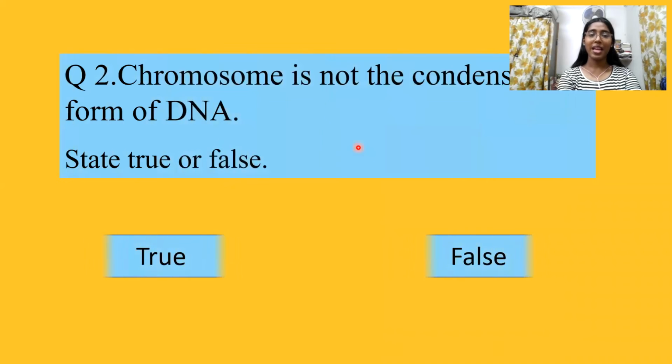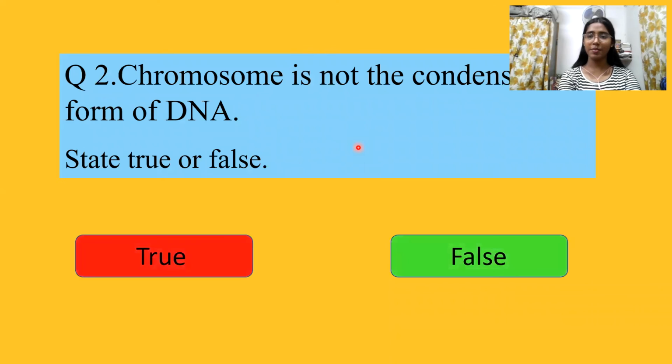Now, chromosome is not the condensed form of DNA. State whether the statement is true or false. The statement is false, because I said chromosome is the condensed form of DNA. I hope things are clear. Thank you.